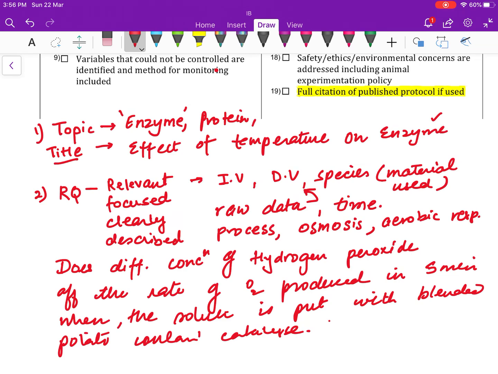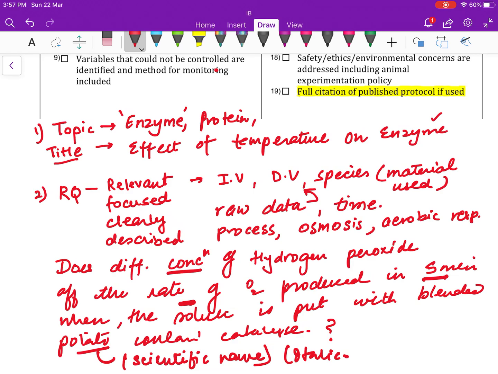Now in this one, a question mark should be there. I have given the independent variable, I have given the dependent variable, which is the rate of oxygen produced in 5 minutes. What is the material? Potato. You can give the scientific name in bracket, which should be in italic. Containing catalase. So this one is the enzyme here. It means the potato contains catalase.